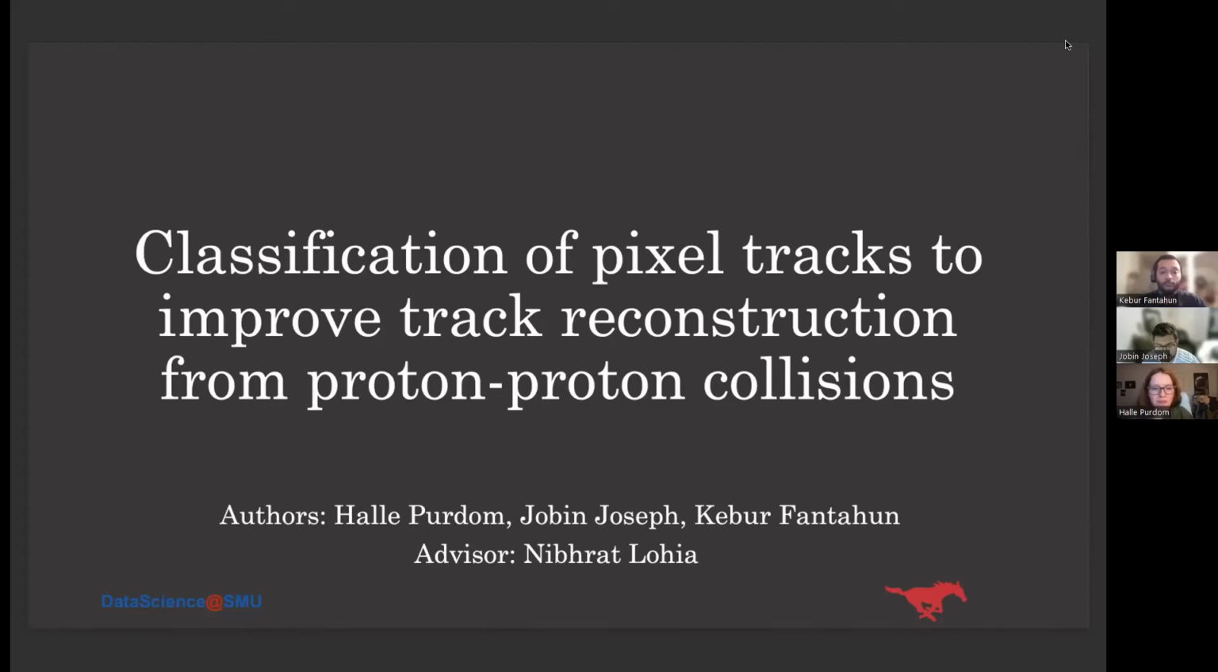Hi, my group is myself, Jobin, and Kabur, and we are presenting today on the classification of pixel tracks to improve track reconstruction from proton-proton collisions.